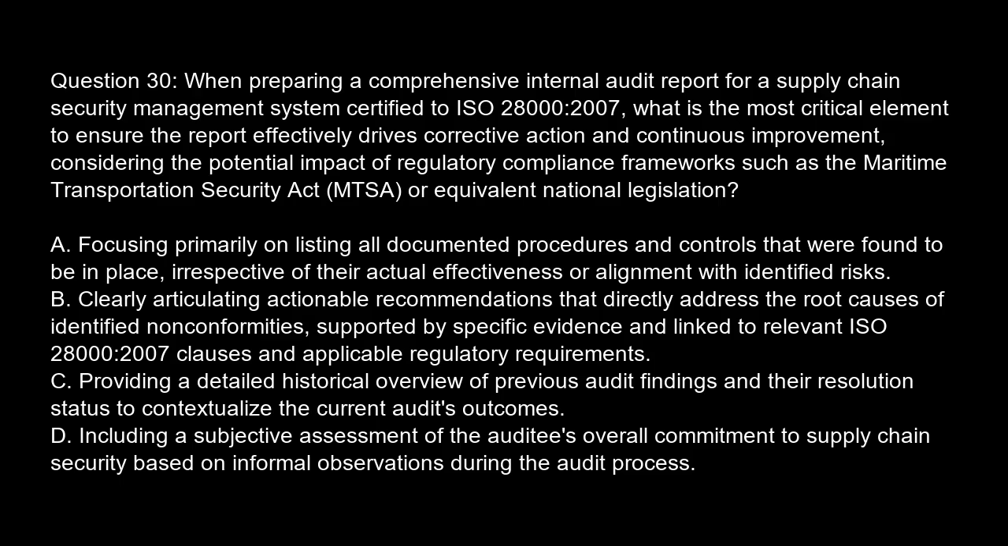Option A. Focusing primarily on listing all documented procedures and controls that were found to be in place, irrespective of their actual effectiveness or alignment with identified risks. Option B. Clearly articulating actionable recommendations that directly address the root causes of identified nonconformities, supported by specific evidence and linked to relevant ISO 28000-2007 clauses and applicable regulatory requirements.